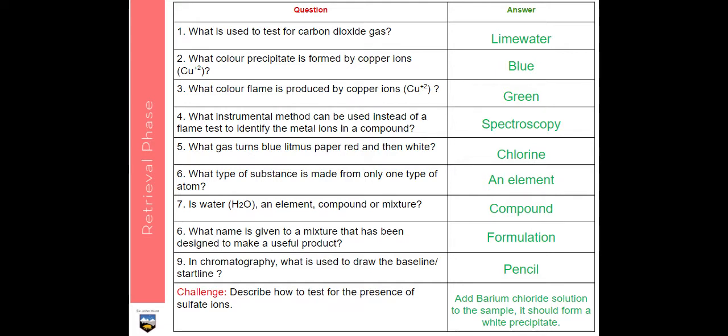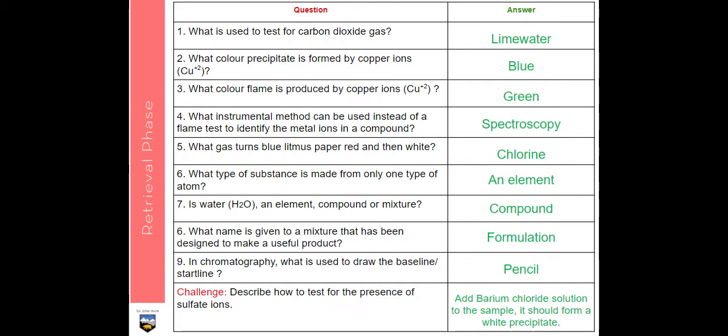We can use spectroscopy as opposed to a flame test to identify the metal ions in a compound. Remember, spectroscopy is an instrumental method which is more accurate, and it also gives us quantifiable data. It can tell us the concentration of each metal ion.